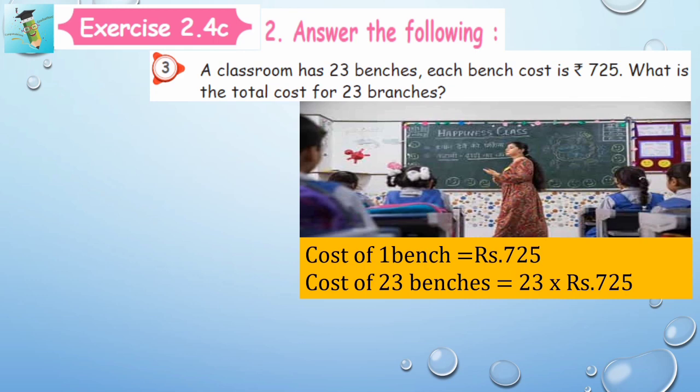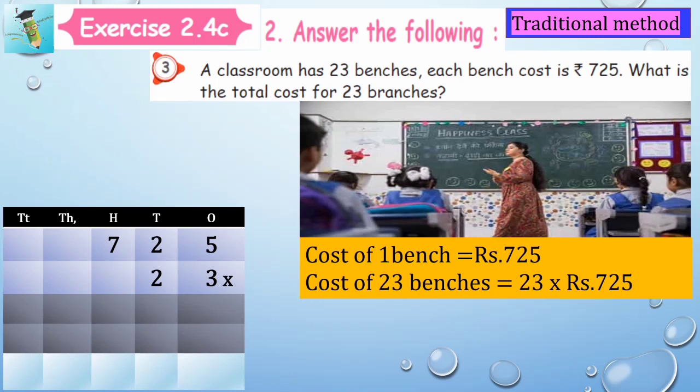Cost of one bench equal to rupees 725. So they are asking the amount for 23 benches. So as it is, we are going to multiply only. For this I select the traditional method. That means I entered with proper place value. Now I am going to multiply.